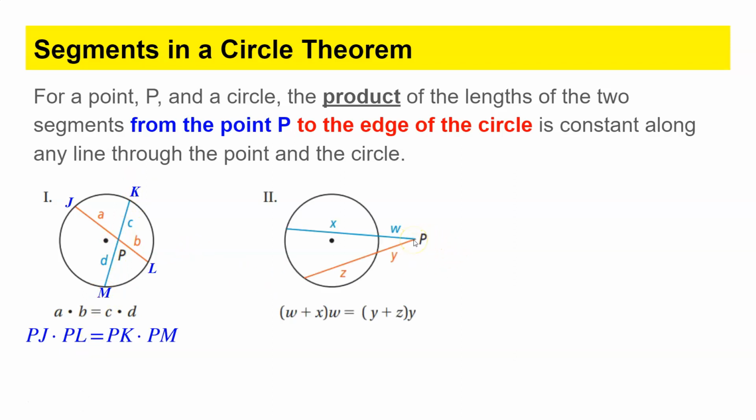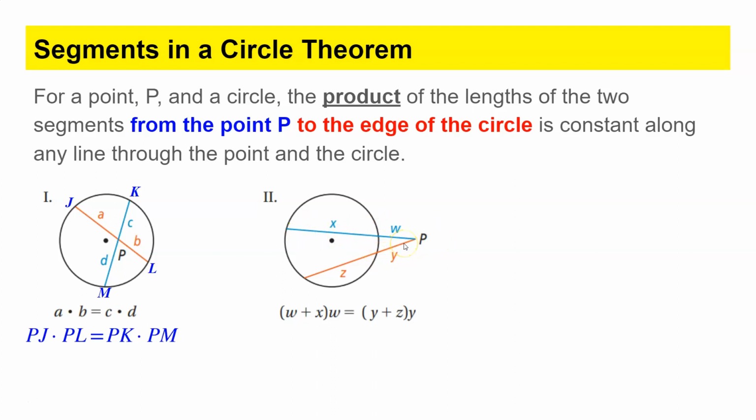Now I've got a point outside the circle, but still my point P. I'm going from the point P to the edge of the circle. So I'm going to go from P to the first edge of the circle, which is this length W. But now I'm going from P to the other side of the circle. That length is W plus X, the whole thing.